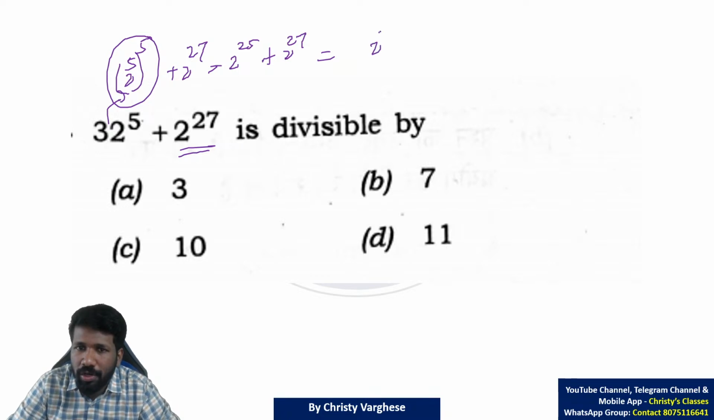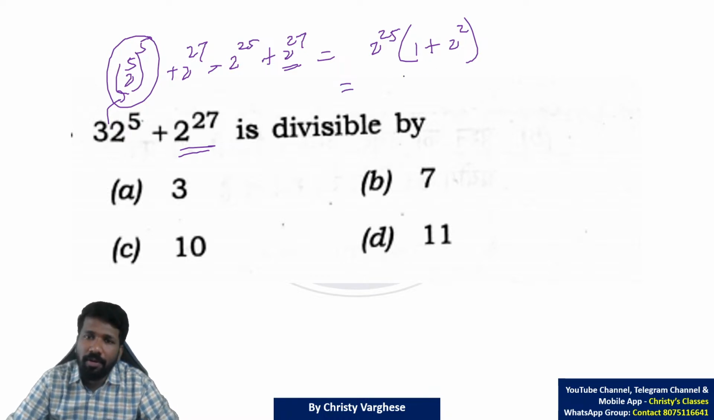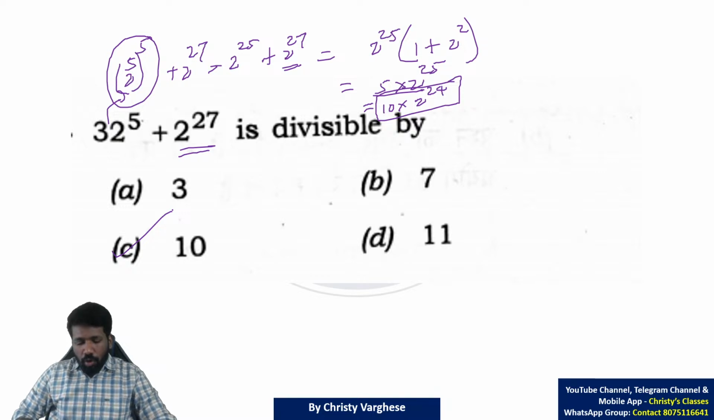Both have 2 raised to 25 common. Taking it out, 2 raised to 25 into (1 plus 2 raised to 2) will remain, since 2 raised to 27 is 2 raised to 25 into 2 raised to 2. So 2 raised to 25 is common. 1 plus 2 raised to 2 means 4 plus 1, 5. 5 into 2 raised to 25. If you take one 2 from that with the 5, you get 10 into 2 raised to 24. 10 into something is divisible by 10. That is the normal solution.